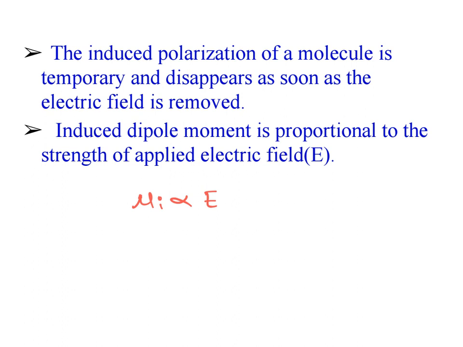In the previous polar case, we have studied that it depends on the difference in electronegativity. But in this case, the induced dipole moment strength always depends on the applied electric field. If you remove the proportionality, we get a proportionality constant alpha. It is called polarizability.